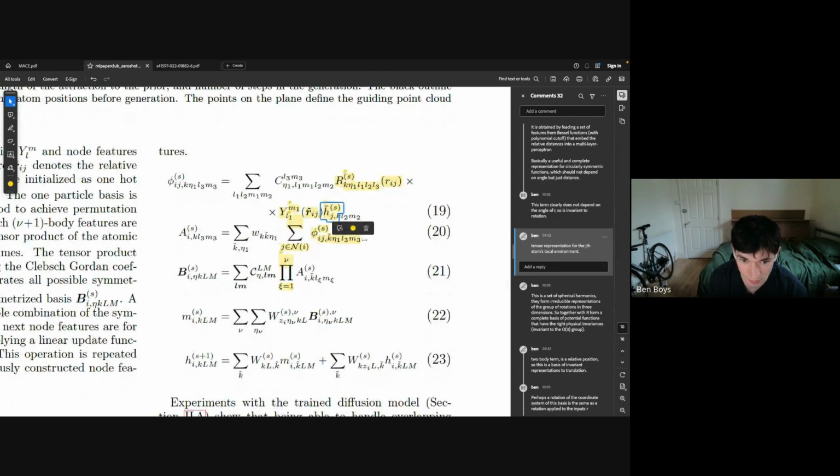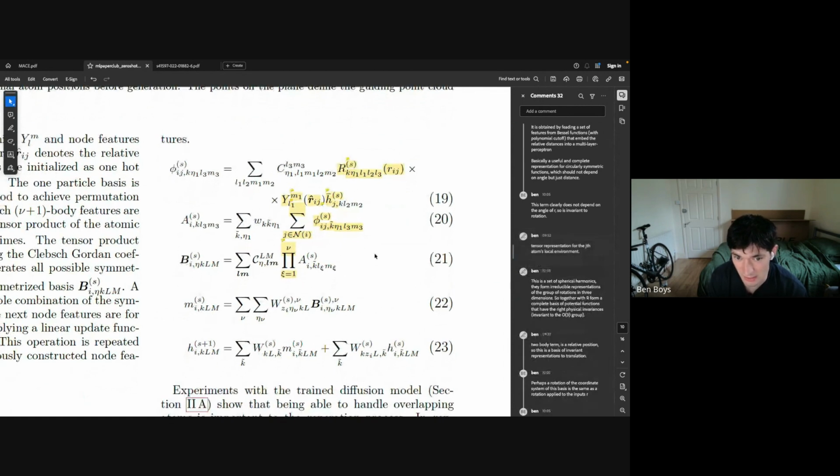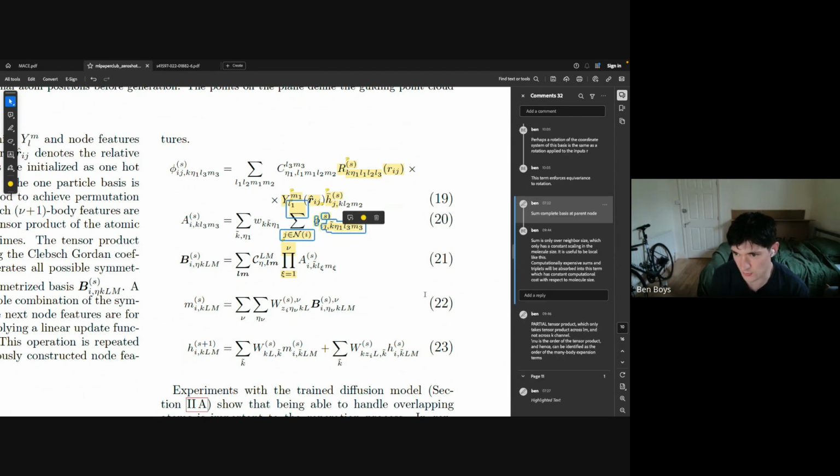So final point, really clever bit: how do you get n-body interactions without n layers of a message passing neural network, which is hard to scale and comes with its own problems of over smoothing? Well, you sum the complete basis at a parent node, and the sum is only over the neighborhood size, which only has constant scaling in the molecule size. And the computationally expensive sums over triplets for third-order problems are absorbed into this term, which has constant computational cost with respect to molecular size.